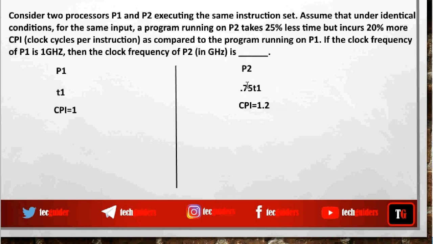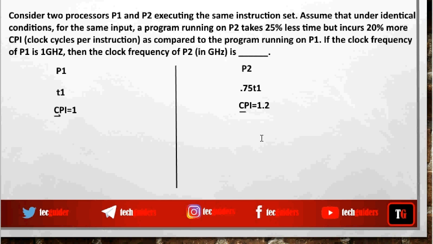But even then, the entire program execution takes less time on P2 compared to P1. Then what should make that difference? The clock time period should be making the difference. On processor P2, the clock time period should be less. It means within a shorter time period, we are getting one instruction out on processor P2. That's why, even though the CPI is higher, we can execute the same program faster on processor P2.